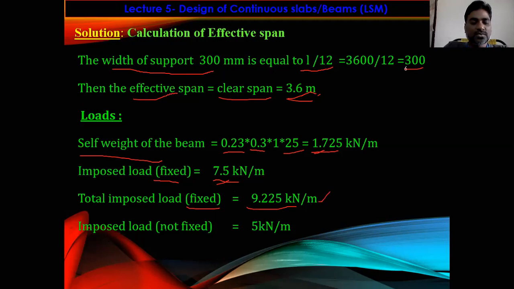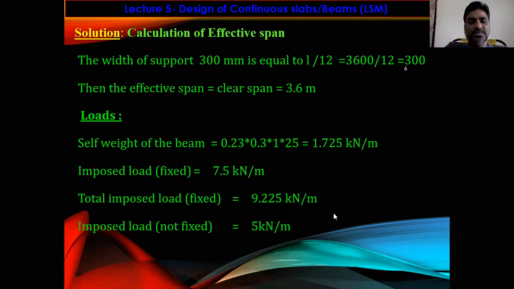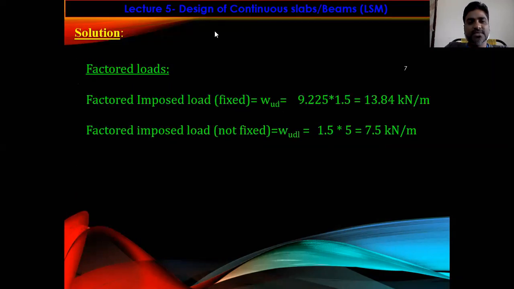And another imposed load that is not fixed is 5 kilonewton per meter, right? So these are the working loads. You need to determine the factored load. So the factored load should be determined by application of partial safety factor for loads as per IS 456-2000. As per IS 456-2000, the partial safety factor for live loads and dead loads in limit state method is 1.5.